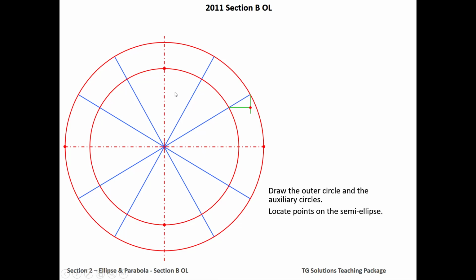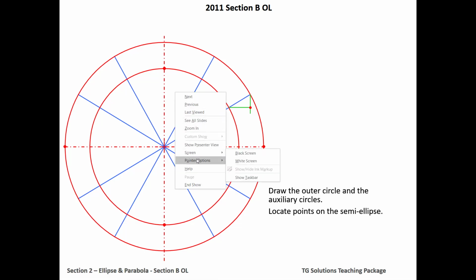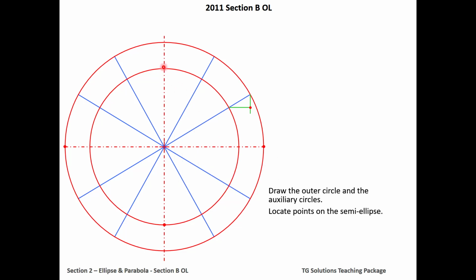So we have the minor axis here, and where it hits the major circle, we go parallel to the minor. Where it hits the minor circle here, we go parallel to that major axis. We copy the exact same approach to all of the points. Then we draw the curve in, and I just want to reiterate where it hits.